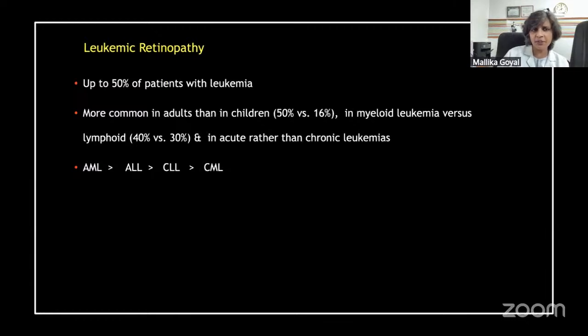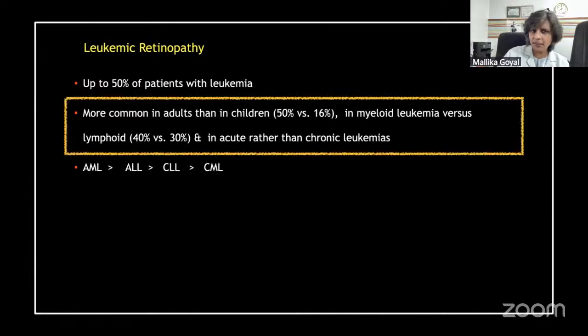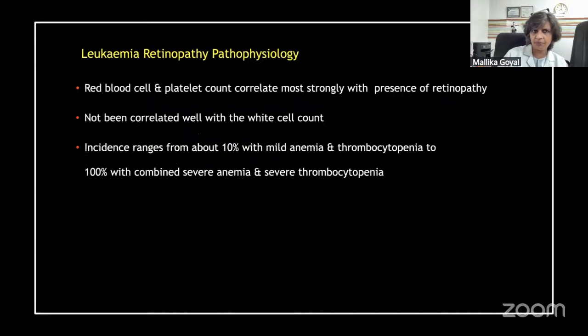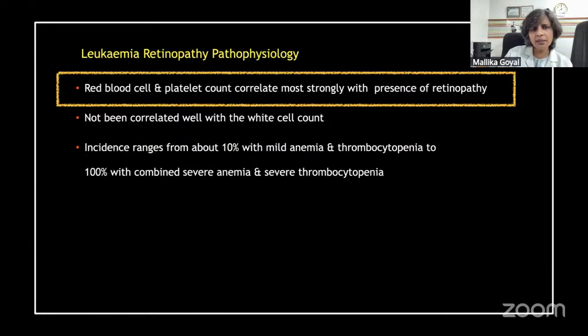Now we come to leukemic retinopathy, which is seen in up to 50% of the patients with leukemia, and it is more common in adults than in children, in myeloid leukemia versus lymphoid, and in acute rather than chronic. So if you see the line below, it shows it is most common in acute myeloid leukemia, then comes acute lymphoid leukemia, then chronic lymphoid, and last chronic myeloid leukemia will have retinopathy. Here again, it's the red blood cell count and platelet count which correlate most strongly, and it is not correlated well with the white cell counts.